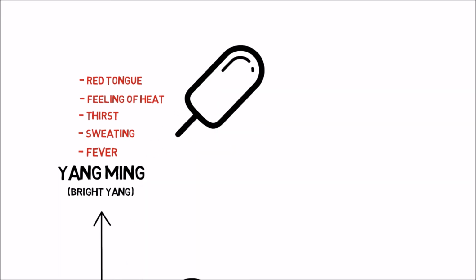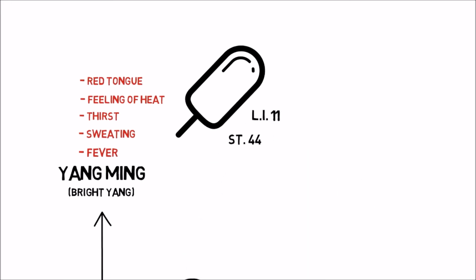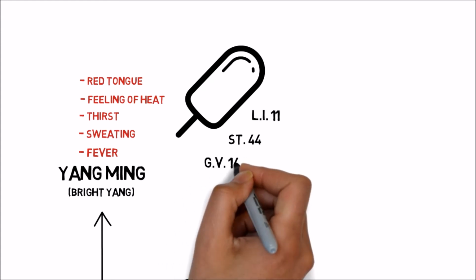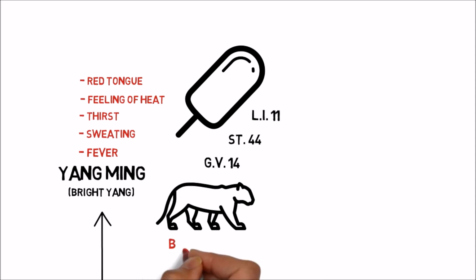Again, you can use acupuncture or Chinese herbal medicine. Examples of acupuncture points are large intestine 11, stomach 44, and governing vessel 14. A great example of an herbal formula is the white tiger decoction.